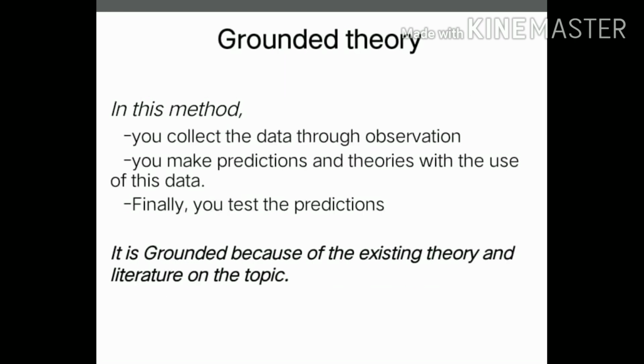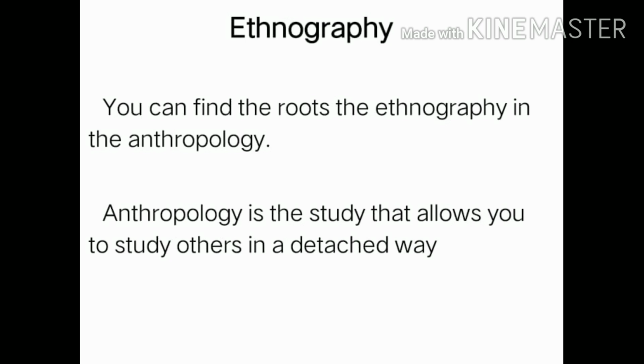problems. Grounded theory: in this method, you collect the data through observation. You make predictions and theories with the use of this data. Finally, you test the predictions. It is grounded because of the existing theory and literature on the topic.